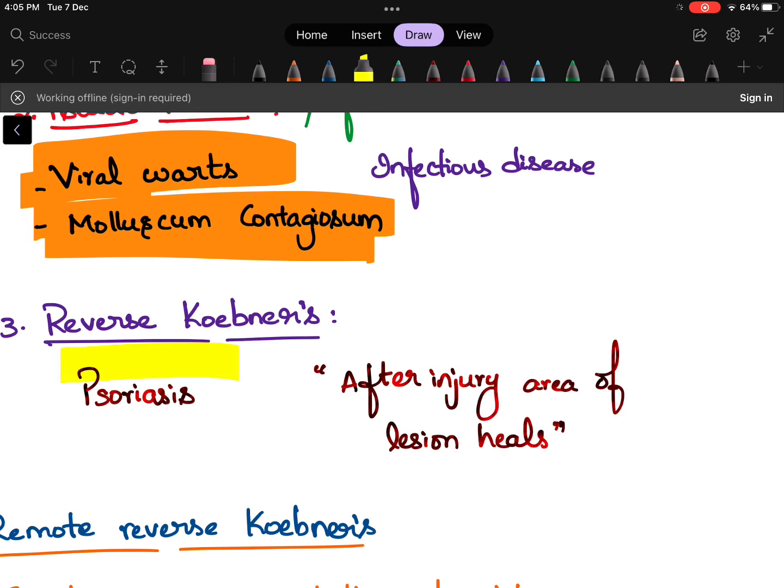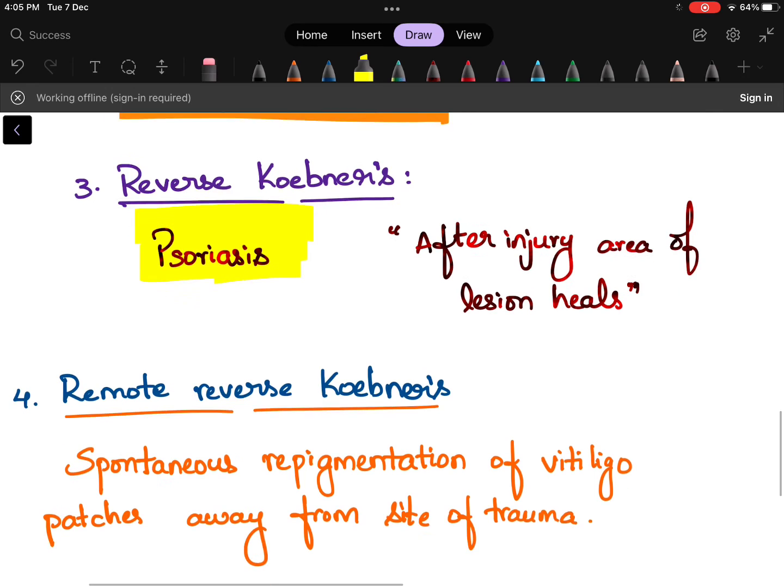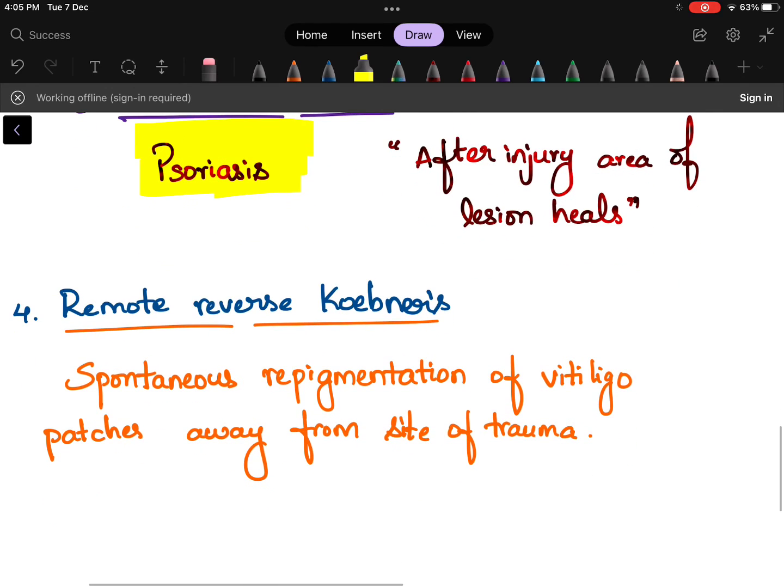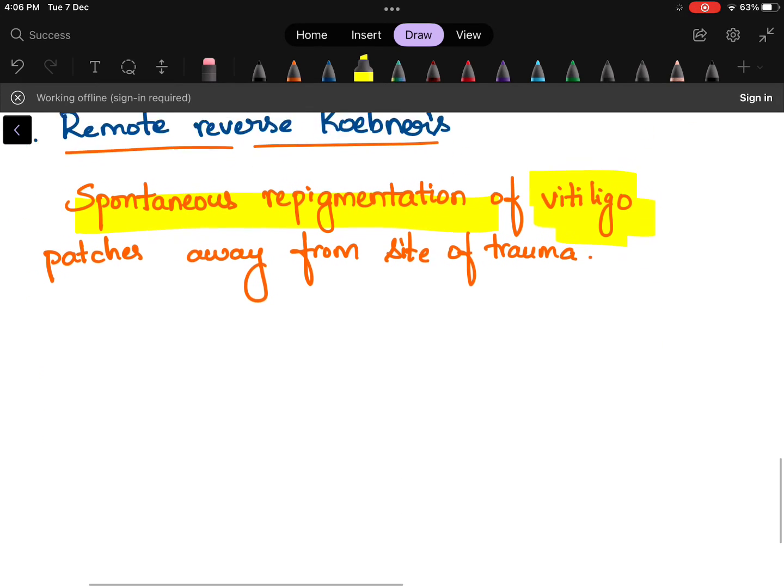In reverse Koebner's, in a psoriatic patient, if you make a trauma in the lesion of a psoriatic plaque, then it may heal instead of growing. Okay, this is reverse Koebner's. Then what is remote reverse Koebner's? Remote reverse Koebner's is usually seen in vitiligo-like conditions where spontaneous repigmentation of vitiligo patches will occur, away from the site of trauma.